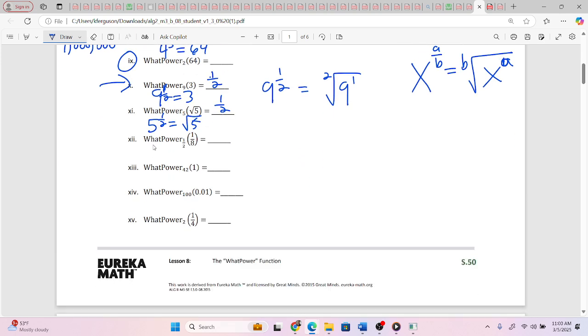So my next one, I got 1/2. What power of 1/2 equals 1/8? No, it's not 1/4. It's not 1 over anything. It's not 4. It's not 2. It's 3.